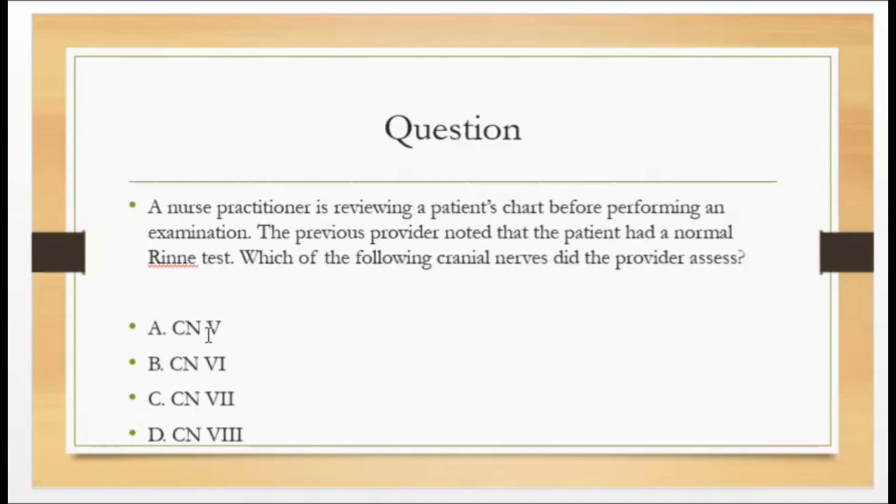Then you have 6. Your 6 is always the one that helps with extraocular movement, which is your 3, 4, 6. 3, 4, 6. Okay, they're the ones that help with extraocular movement. Then you have your 7. Your 7 is the one that has to do with the facial nerve. Your Bell's palsy is your facial nerve, okay?